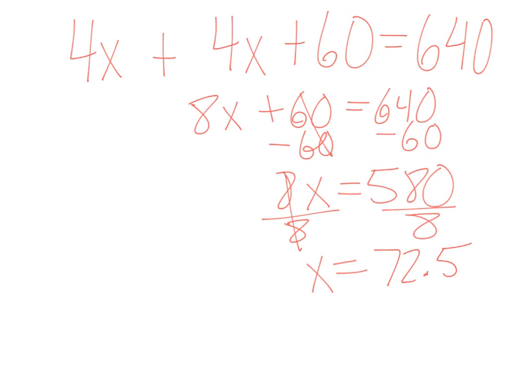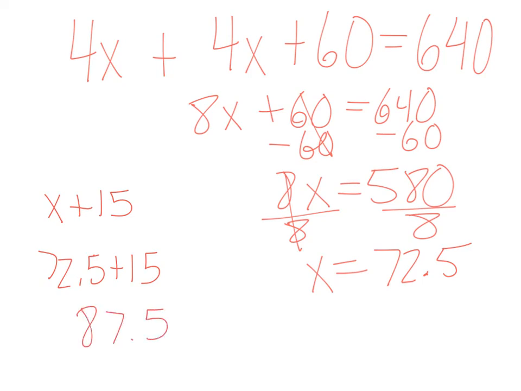The second bus was traveling 15 miles more than that, so x plus 15. When I plug in x, 72.5 plus 15 gives us 87.5. So the first bus was going 72.5 miles per hour. The second one was going 87.5 miles per hour. And that is not good. Never do that. Never go this fast. Anyway, so that is the end of our problem.